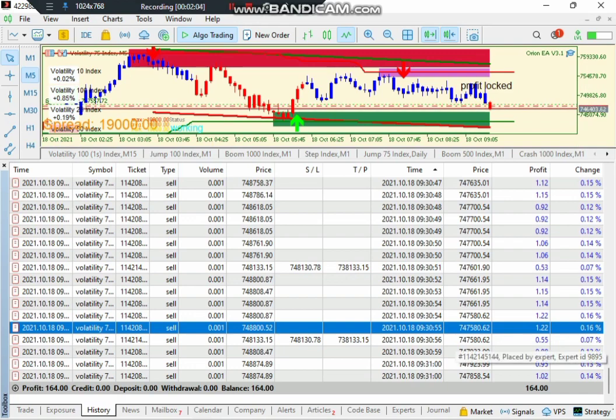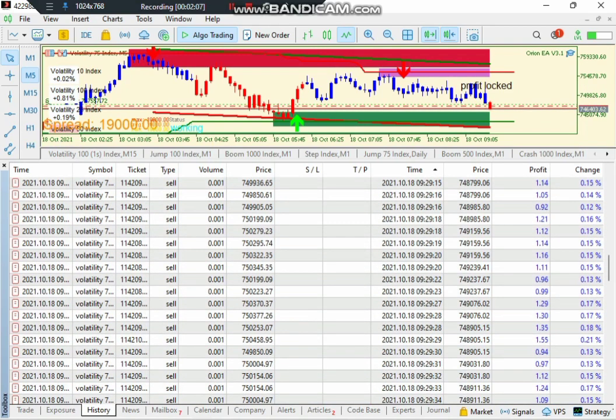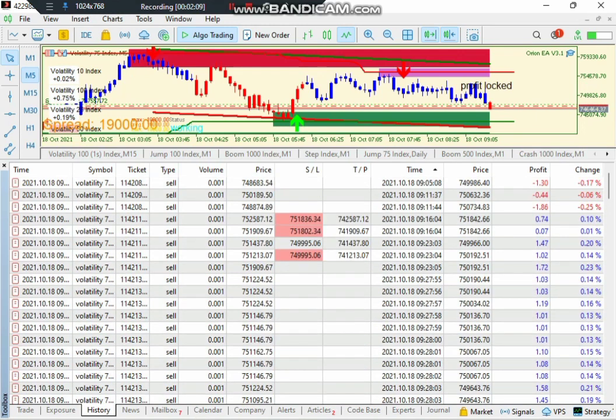Okay, look at the history, what the robot did today. The robot opened a few trades and others I opened manually. And look here, the trailing stop SL hit.